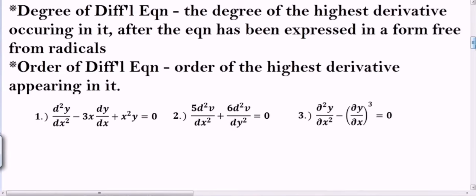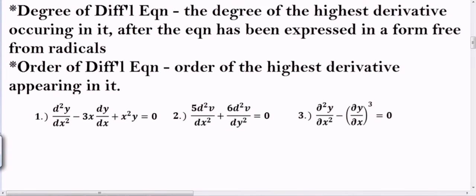Okay? Now, let us have the degree and the order of differential equation. So, how do we identify the degree and what is the order of a given differential equation? Let us define first what is the degree and the order. So, the degree of the highest derivative occurring in it. That would be the degree of differential equation after the equation has been expressed in a form free from radicals. Pag sinabi naman nating order, the order of the highest derivative appearing in it.